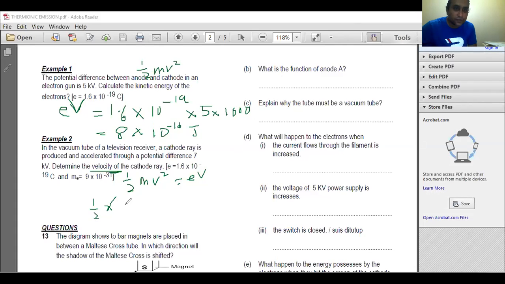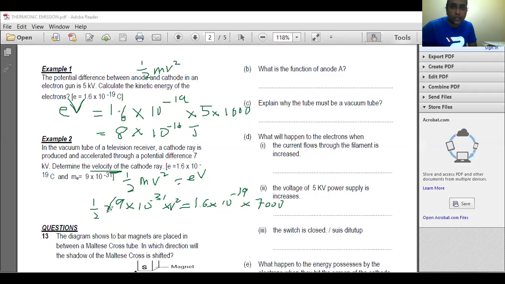So half mv square. So m is 9 times 10 to the power of negative 31, times v square, equals to eV. e is 1.6 times 10 to the power of negative 19. And then the voltage will be 7 kilovolt, so change to 7000. Now, what you must do is, you want to find the v right now. The best thing is you try to simplify 9 and 2.